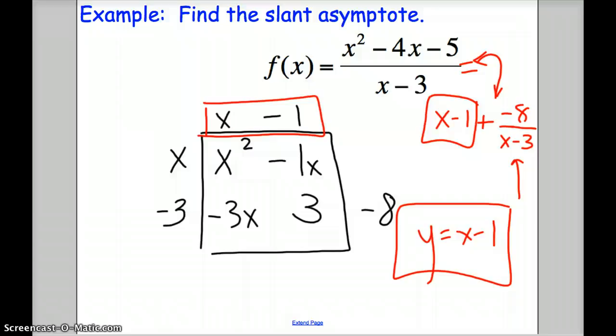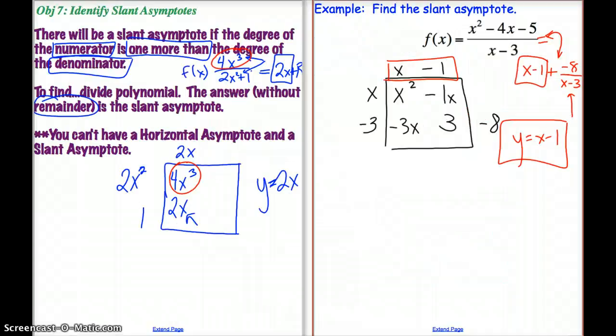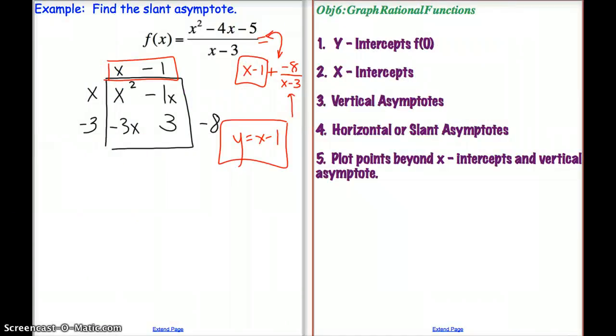Let's look at the steps to graphing, and then we're going to graph this function. So the steps to graphing that you want to keep in mind are you want to always find the intercepts. You want to find the vertical asymptotes and the horizontal or slant asymptotes, if there are any. And then you plug in a bunch of points and figure out what they are.